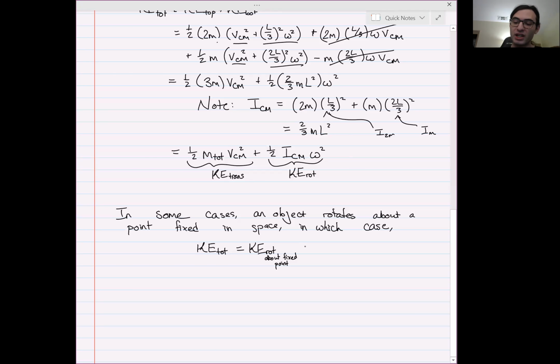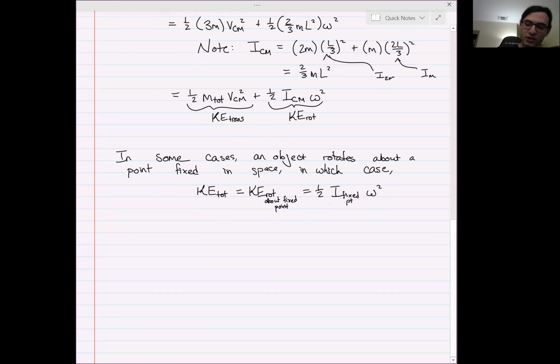But regardless, this rotational kinetic energy about that fixed point is equal to 1/2 times the moment of inertia about that fixed point times omega squared, right? The kinetic energy is always 1/2 times whatever the moment of inertia should be for whatever thing you're trying to compute times omega squared.